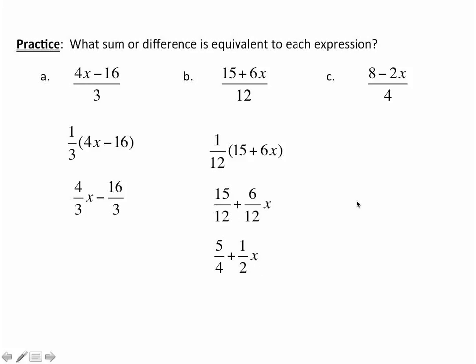In C, if we rewrite it as 1/4 times 8 minus 2x, because dividing by 4 is the same as multiplying by 1/4, and then if I just give away that 1/4, I'd wind up with 2 minus 1/2 x.